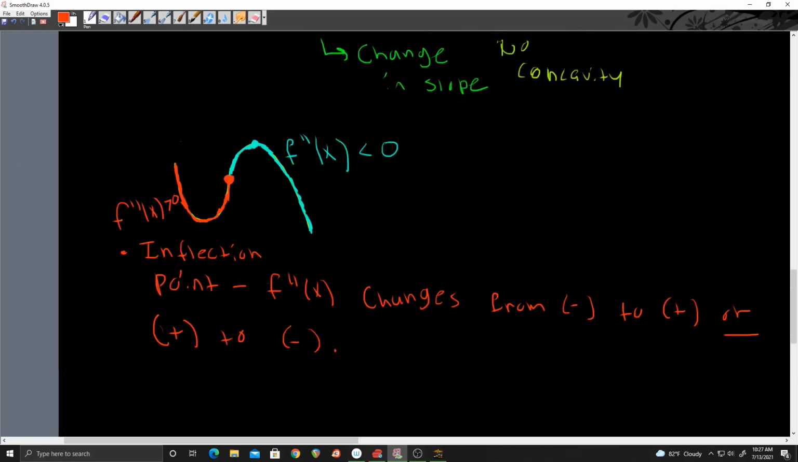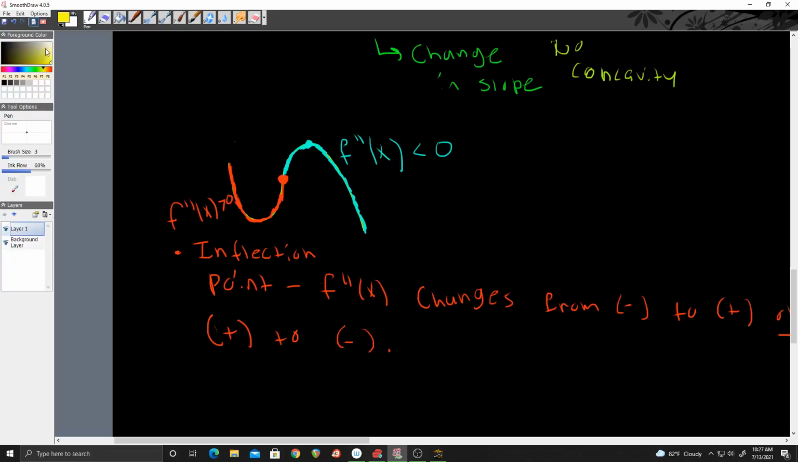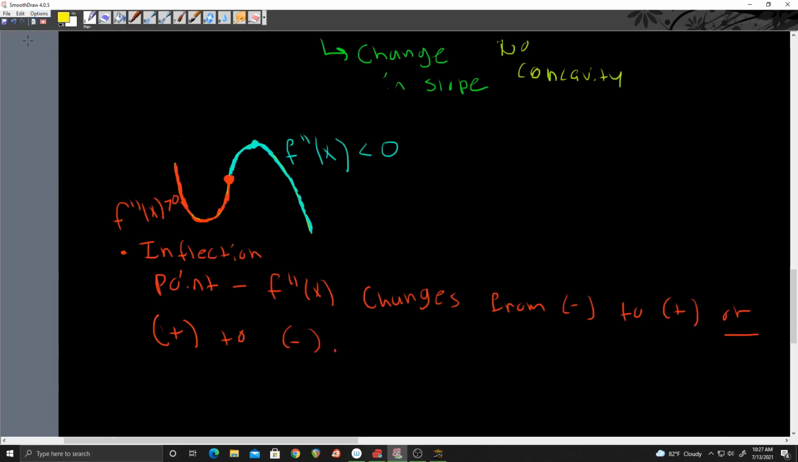Okay, so now I think conceptually we've done pretty good here. Let me think if I've missed anything. I guess one more thing, maybe two things. Here, the second derivative is exactly zero.